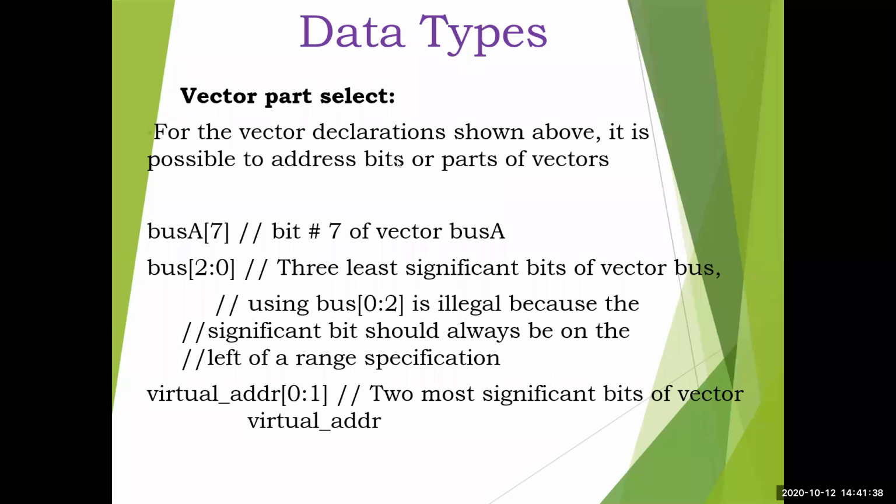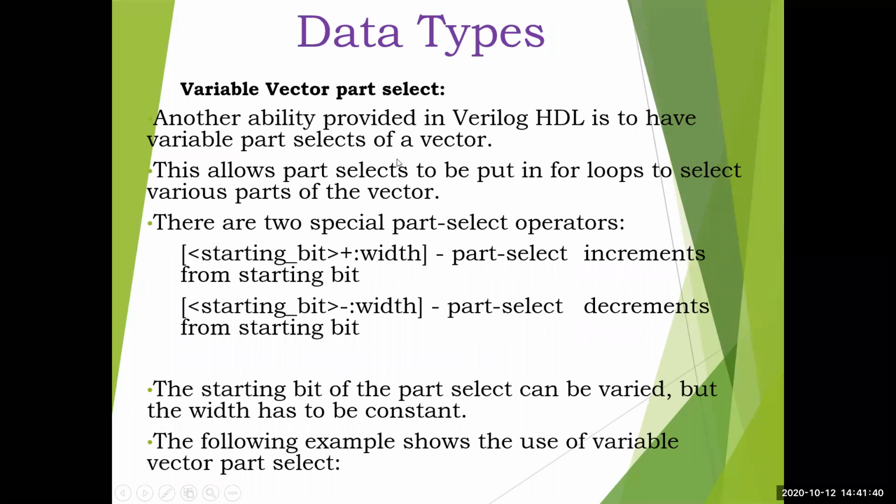Finally, we will see the variable vector part select. Another ability provided in Verilog HDL is to have variable part selects of a vector. These are additional features which will be used, but in our programming, up to the vector register data type, if you know, it is sufficient. But this should be known as a programmer. So what is this capability?